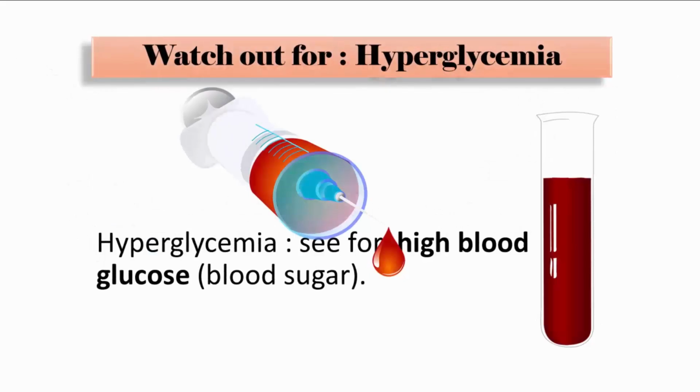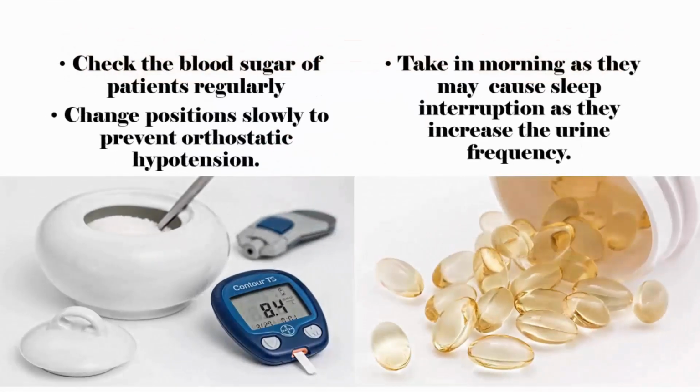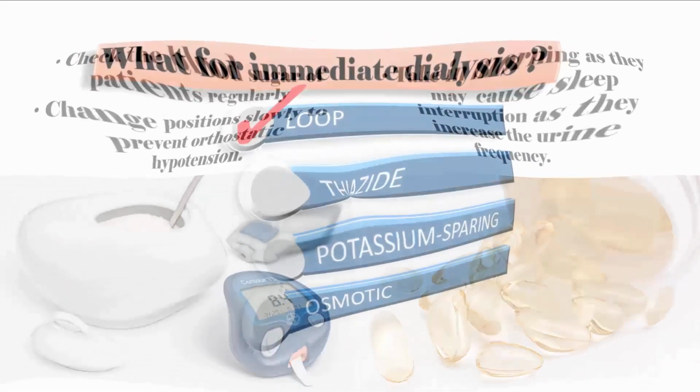Note one very important side effect of diuretics of this class. They can cause hyperglycemia. Hyperglycemia means high blood glucose or blood sugar. As nursing interventions necessary to keep in mind for your NCLEX examination, remember, you should check the blood sugar of patients regularly and change positions slowly to prevent orthostatic hypotension. Also, as far as possible, this and all diuretic classes of drugs should be taken in the morning as they may cause sleep interruption as they increase the urine frequency.